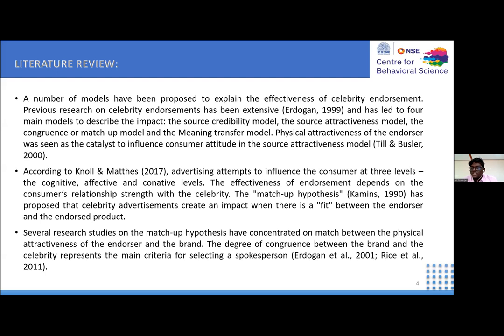Previous research in the area of celebrity endorsement has largely adopted an experimental design approach to examine consumer attitude towards celebrity endorsement. According to Solomon, celebrity endorsement attempts to influence the consumer at three levels: cognitive level, conative level, and affective level. And our research has focused on the affective level, finding the affective impact by using sentiment analysis of consumer responses to celebrity advertisements.